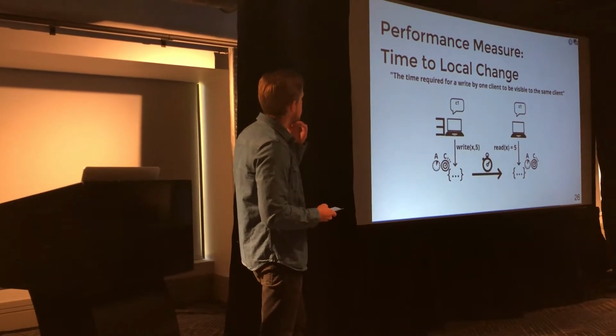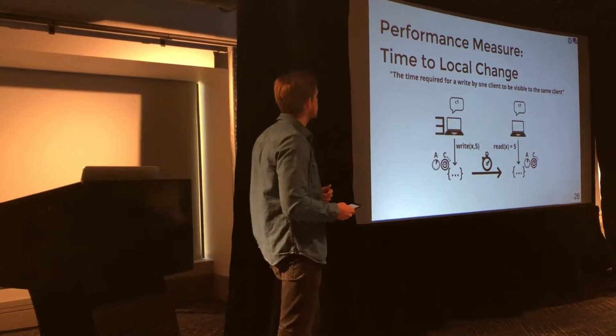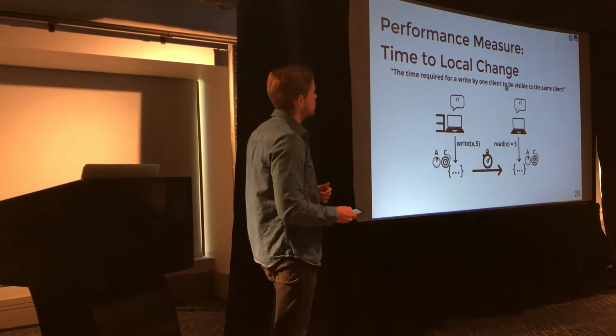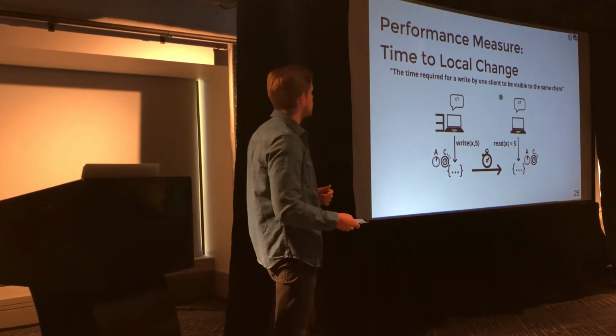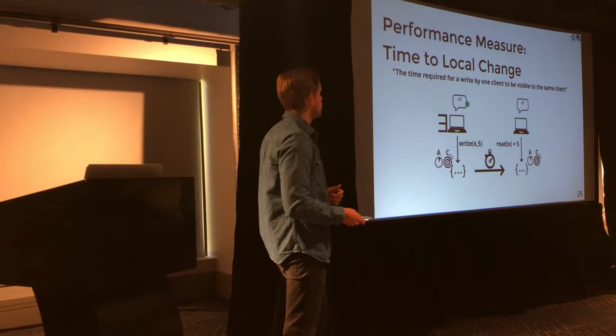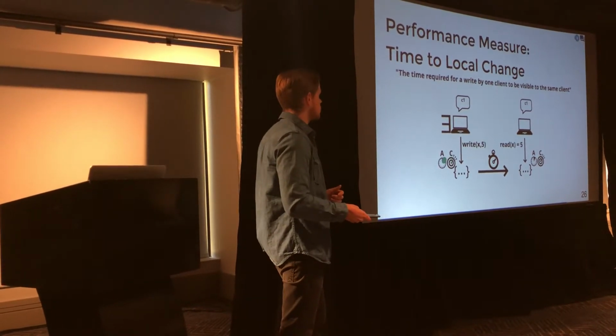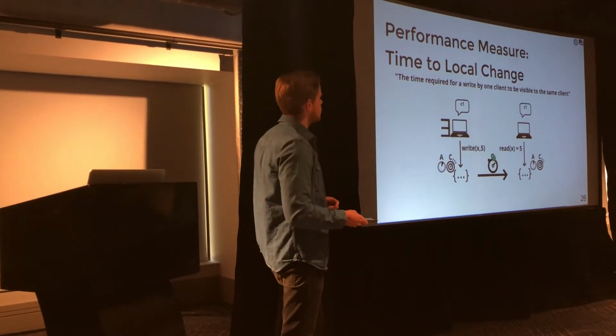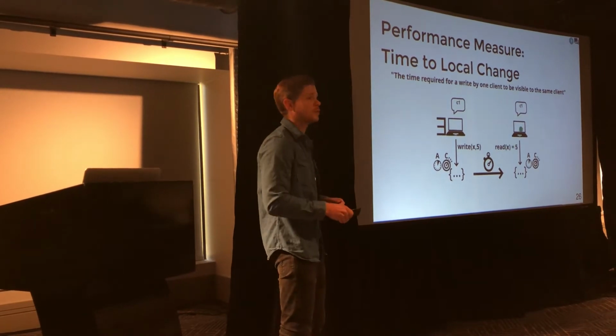The second measure is the time to local change. So the time required for a write by one client to be visible to the same client. So let's say I have a client called C1 here. C1 mutates the state of a consistent or an available. How long does it take for that mutation to be visible to C1 itself?